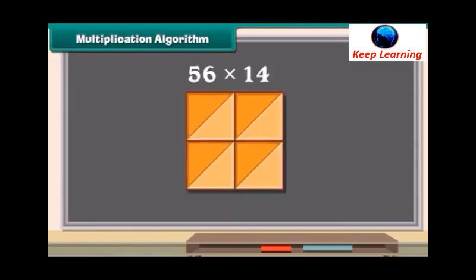Multiplication algorithm. Let us multiply 56 by 14 using the lattice multiplication algorithm. Write 56 across the top and 14 at the side vertically. First multiply 1 and 5. Write 5 in the ones place and 0 in the tens place. Then multiply 4 and 5 to get 20. Write the 0 of 20 in the ones place and the 2 in the tens place.